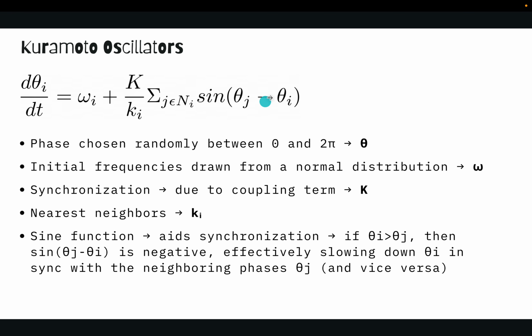So sine(theta j minus theta I). Why is this term important? First of all, you are summing this over all the nearest neighbors, all the connections of I. So if you have 5 connections, you actually have 5 terms. It's a summation over 5 j's. Now, why does this term help in synchronization?